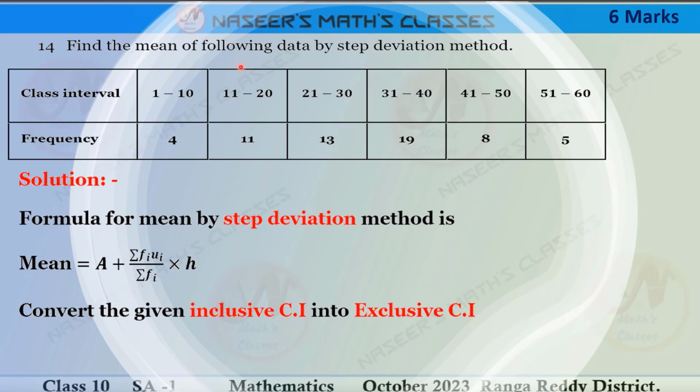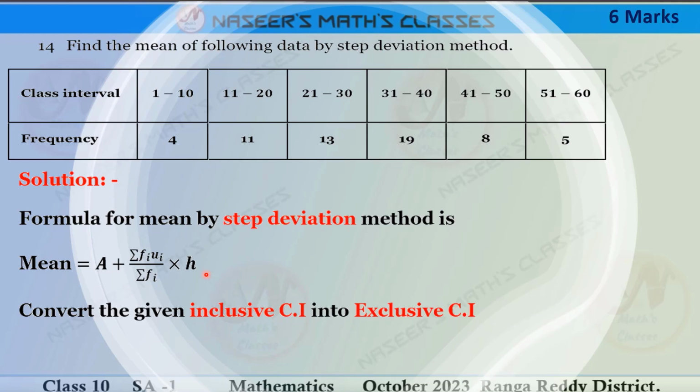Find the mean of the following data by step deviation method. These are the class intervals: 1 to 10, 11 to 20, 21 to 30, 31 to 40, 41 to 50, 51 to 60, and the frequencies given are 4, 11, 13, 19, 8 and 5. We already know the formula for mean by step deviation method. It is written as mean is equal to a plus summation fi ui by summation fi into h.